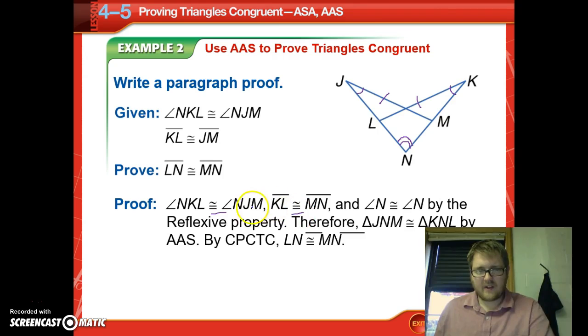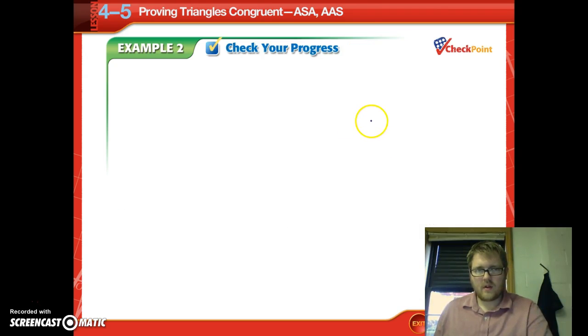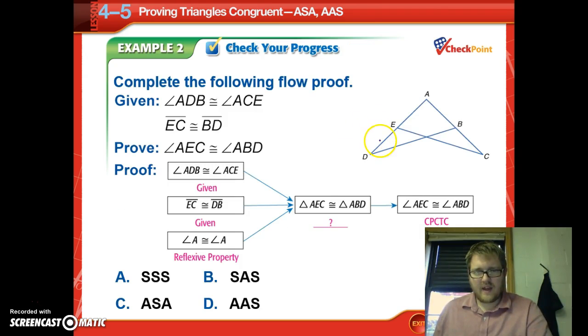Since congruent parts of congruent triangles are congruent, we can say that segment LN is congruent with segment MN, because we have those two congruent triangles that we need. Let's go ahead and turn this into a flow proof.